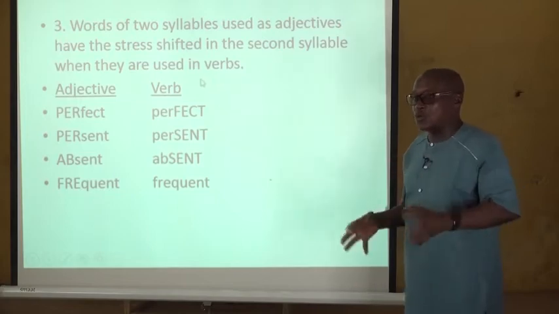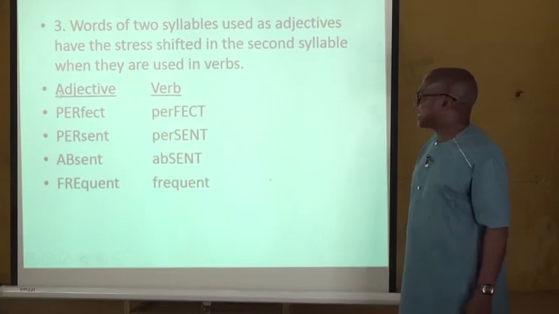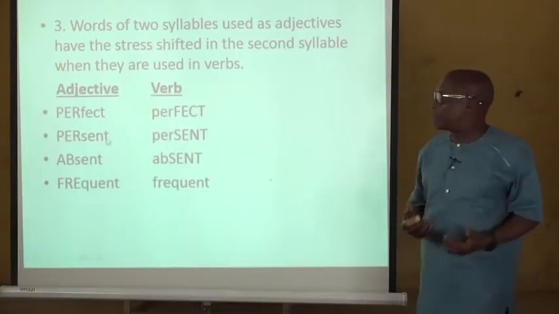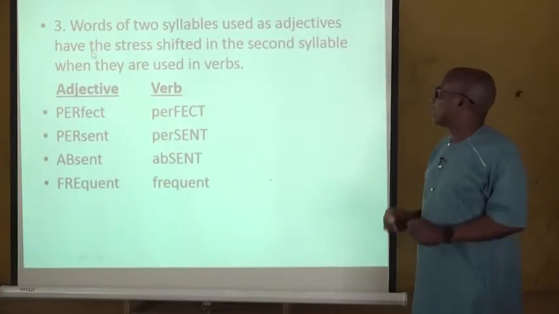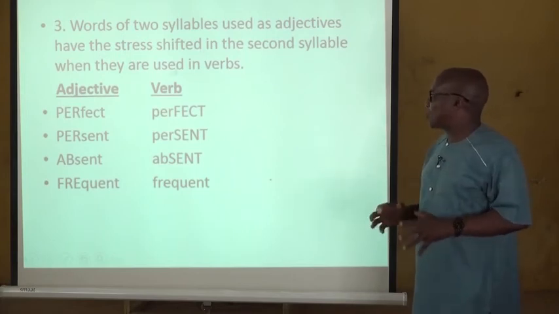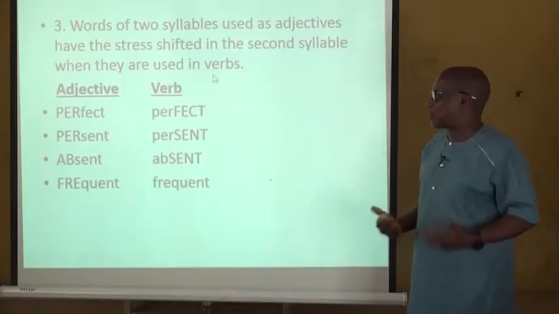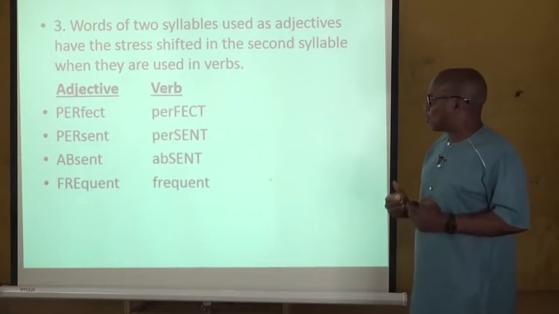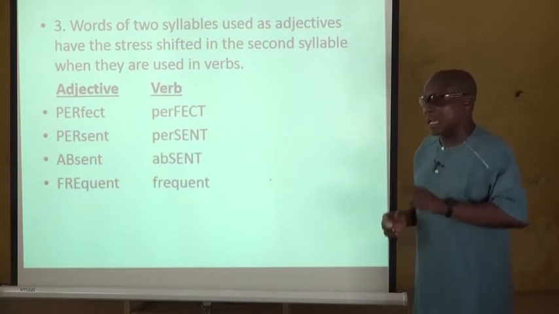So, adjectives are words that modify or qualify nouns. For example, this is an adjective. Okay. All right. Words of two syllables used as adjectives have the stress shifted again to the second syllable when they are used as verbs. If a word is used as a modifying word, a word that qualifies a noun or pronoun, that is an adjective, a modifier, an additional, as we sometimes call it, the stress automatically remains on the first syllable. Or if used as a verb, it changes.